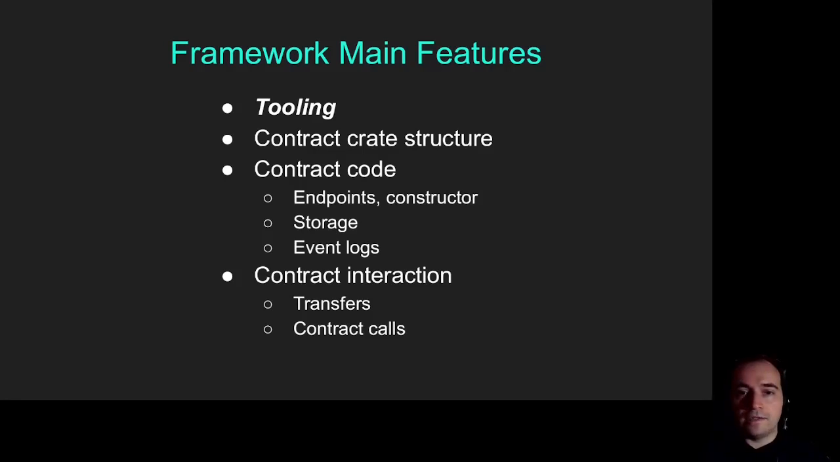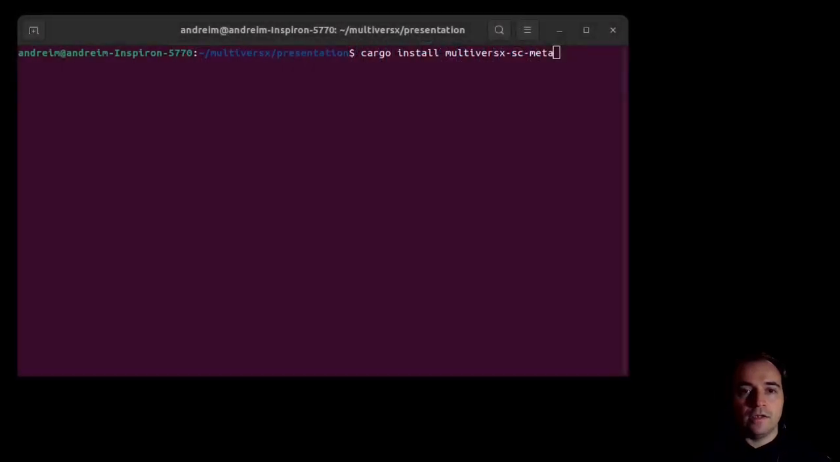Now, there are several tools out there. Maybe you've heard of MXPy. MXPy is a bit of a broader tool. It helps you do all kinds of things with our blockchain. But we have actually a much more specific tool designed for smart contract developers, which is called MultiversX SC Meta. Meta comes from meta programming because it also does quite some meta programming.